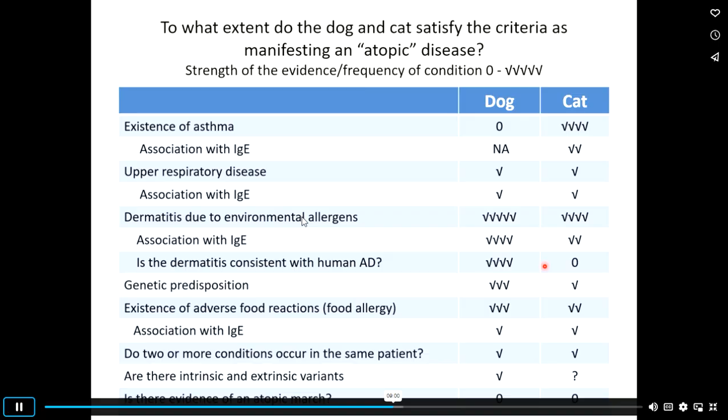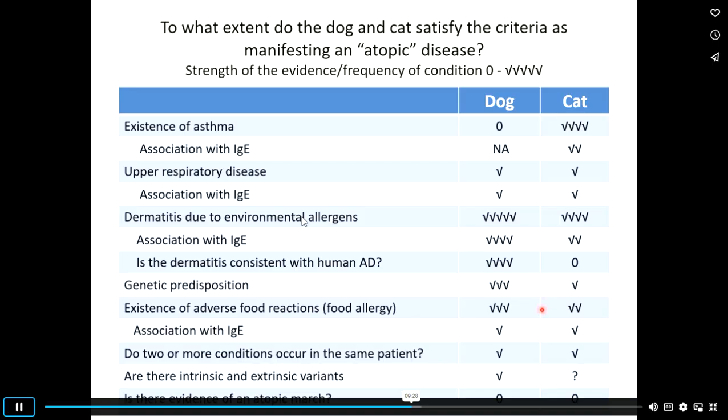Quite different. Is there a genetic predisposition? Yes, in the dog. And in the cat, there is some evidence of genetic predisposition. In almost every case series that have been published, a predisposition for the Abyssinian breed has been shown, and there have been individual case reports of families of cats being affected.